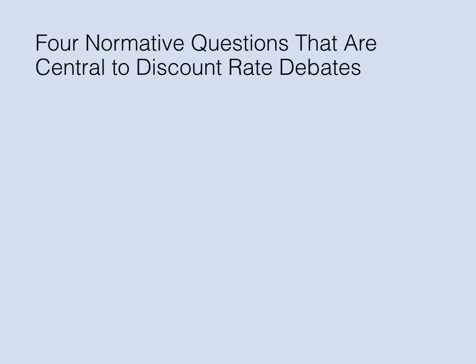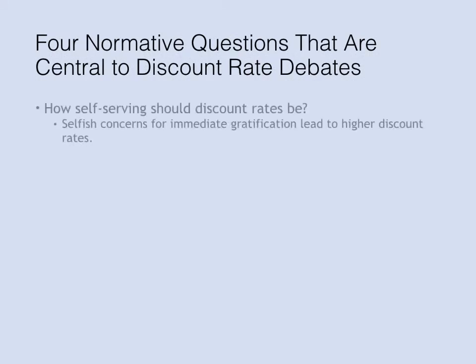All right. So 4 normative questions that are central to discount rate debates. Number 1: How self-serving should discount rates be? Now, impatient individuals naturally discount future benefits and costs, preferring to receive benefits now and pay later. Selfish concerns for immediate gratification lead to relatively high discount rates.